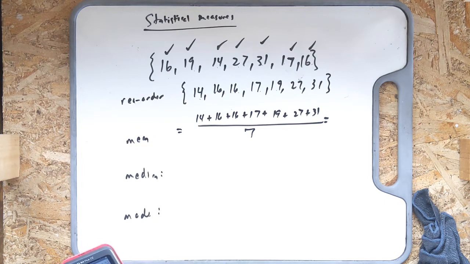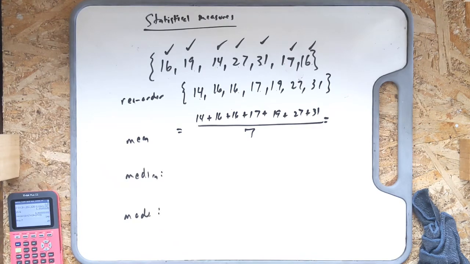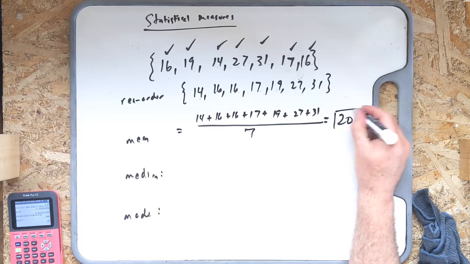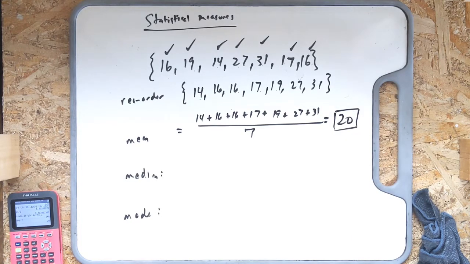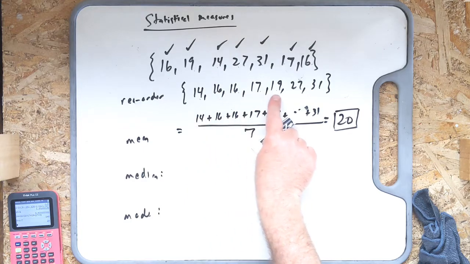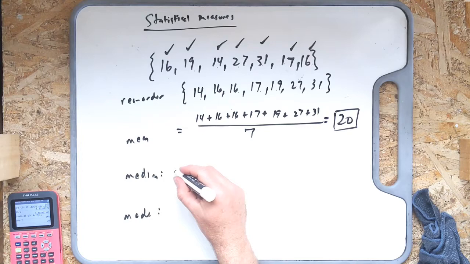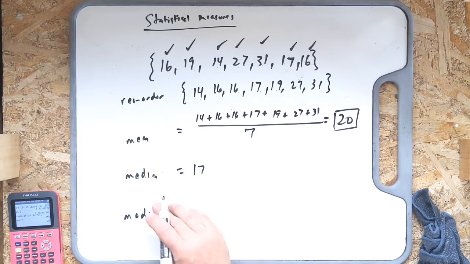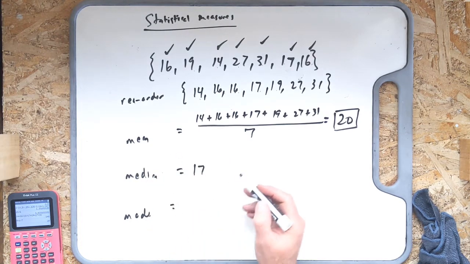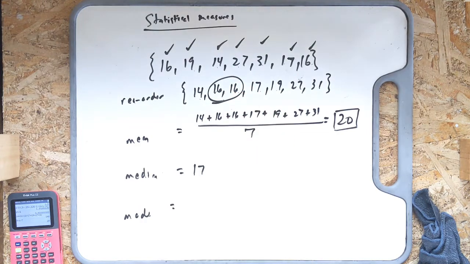14, 16, 16, 17, 19, 27, 31. There we go. Divided by 7. Nice even number. That doesn't always happen. 20. There's my mean. The median is easy to do. This has 7 numbers, so I just go 1, 2, 3, 4, 5, 6, 7. I count in. It'll be the middle one, which is the 4th one. So it's just 17. And then the mode is also easy to see. It's the only repeated piece of data, which is the 16. So the mode is 16.